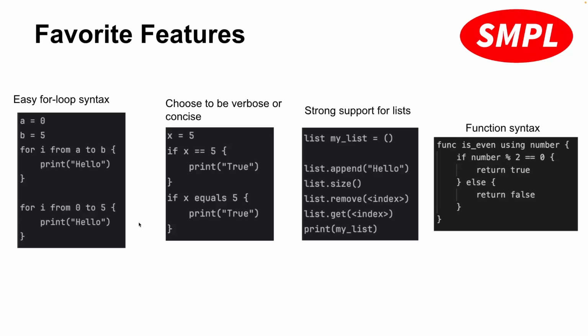Now just some quick favorite features of mine. The easy for loop syntax: all you have to do is for I from A to B. You can use variables to bound it, or you can just do for I from 0 to 5 if you want to bind it that way. And then also you can see the print statements here, just like Python.